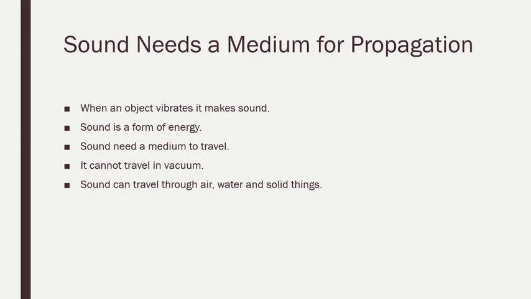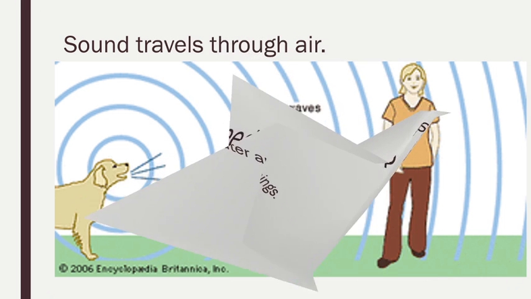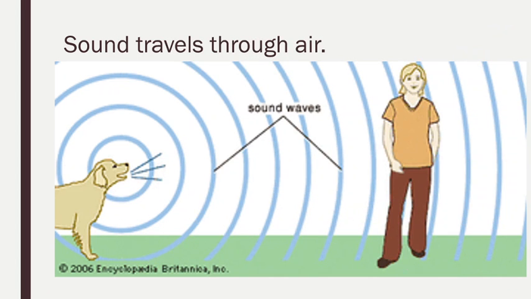Remember, when an object vibrates, it makes sound. We already studied that sound is a form of energy and sound needs a medium to travel. Sound can travel through water, air and solid things. The first one is sound travels through air.